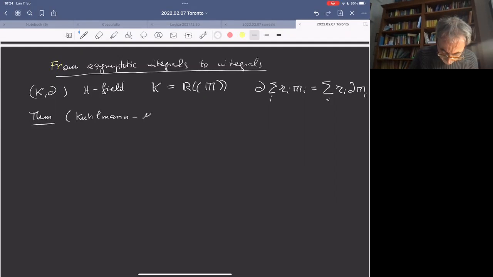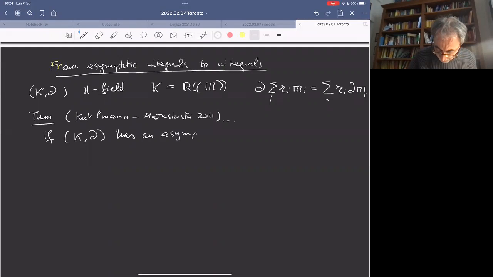Kuhlmann, Matuszynski. So in this particular case, they proved a more general result, but as an asymptotic integral, then it has an integral. The derivation is surjective.